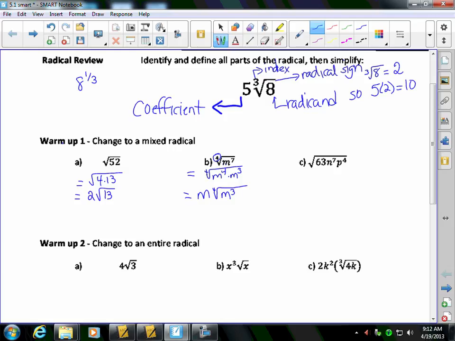So what you want to be left with is a smaller number inside the radical. That needs to be smaller than your index.